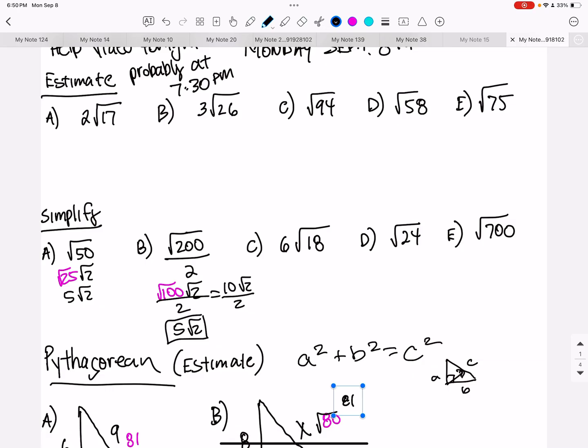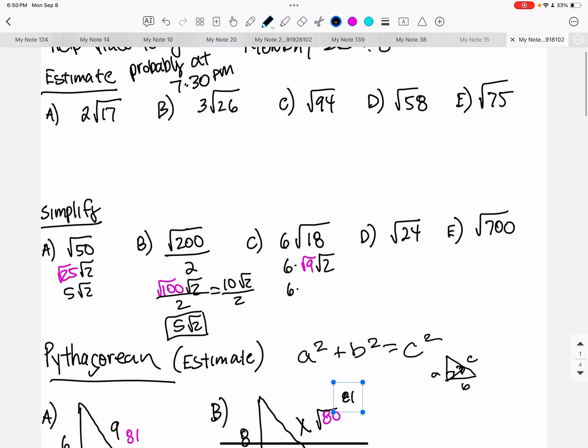This is, let's see, the square root of 18 I can write as the square root of 9 times the square root of 2. And I'm also going to multiply that by 6. So this is 6 times 3 times the square root of 2, which is 18 times the square root of 2. All right, square root of 24, let's see, that is, what would that be? 4 goes in, is that it? Yeah, so it's just the square root of 4 times the square root of 6, which is 2 root 6. This is the square root of 100 times the square root of 7. So this is 10 root 7.